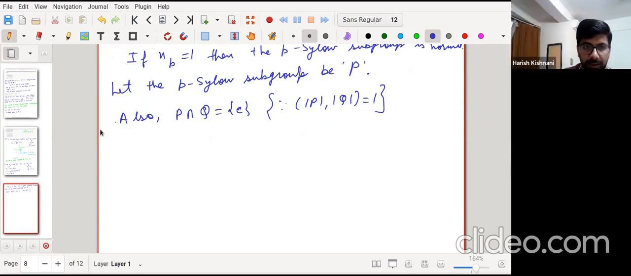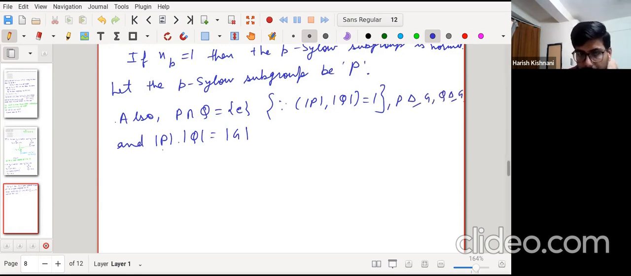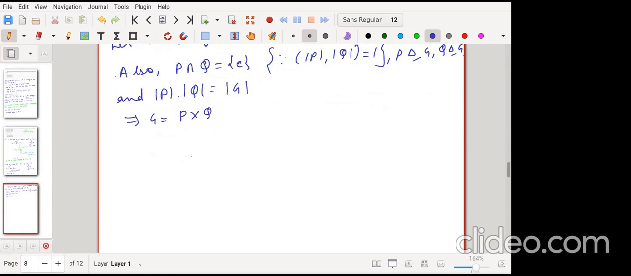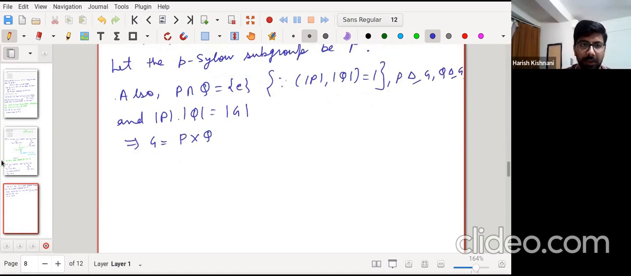So in addition to that, you also have the order of P times the order of Q to be the order of G. So you have two subgroups which are normal, with P normal in G and Q normal in G. Their intersection is trivial. The product of their orders is equal to the order of G. This implies that G is just the direct product of P and Q.